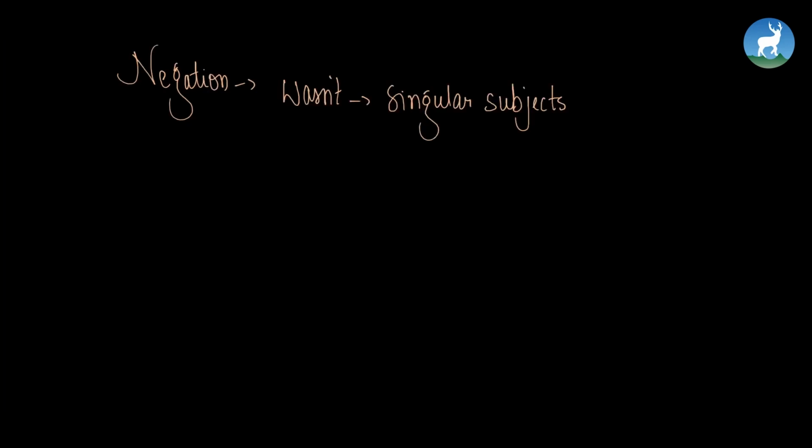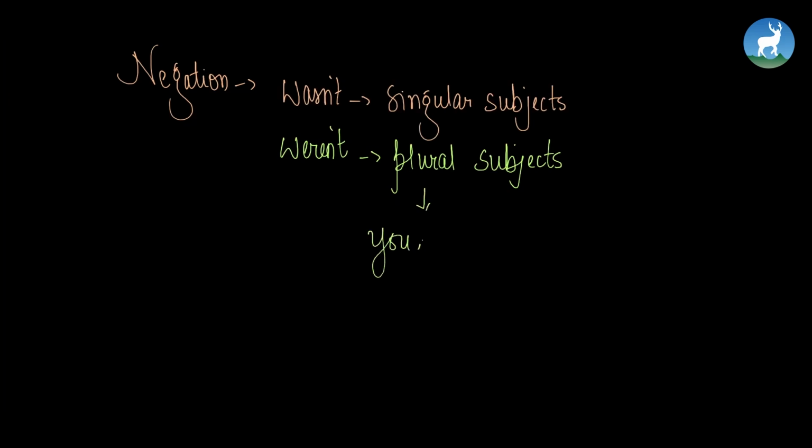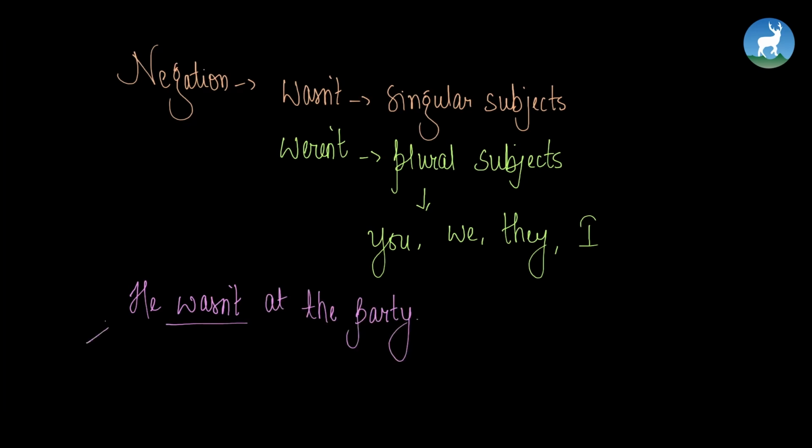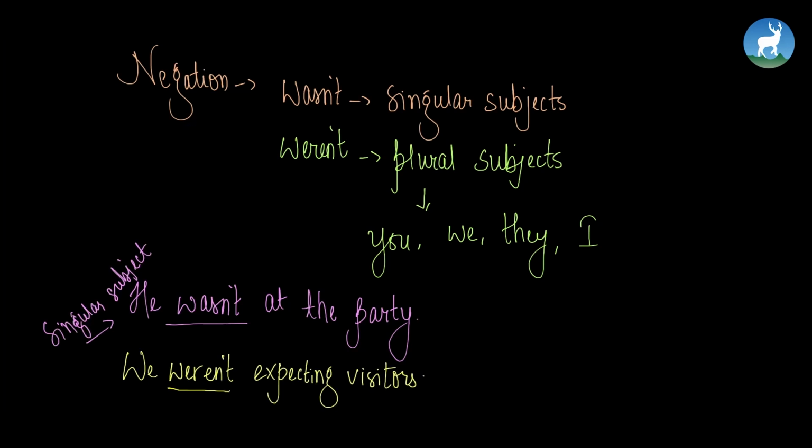Now, when we are talking about negation, we use wasn't for singular subjects, weren't for plural subjects, and also with the pronouns you, we, they, and I. Let's have a look at some examples. He wasn't at the party. See, here we use wasn't for a singular subject. Next example, we weren't expecting visitors. Here we used weren't for a plural subject.